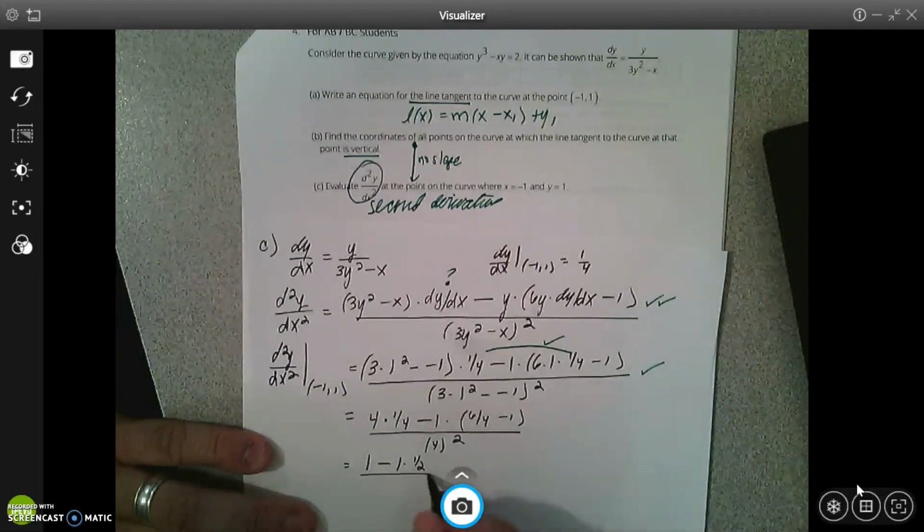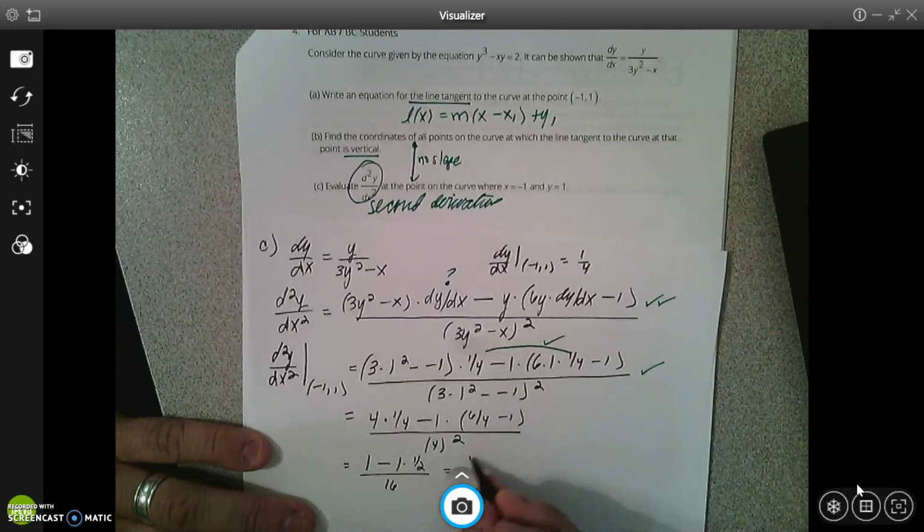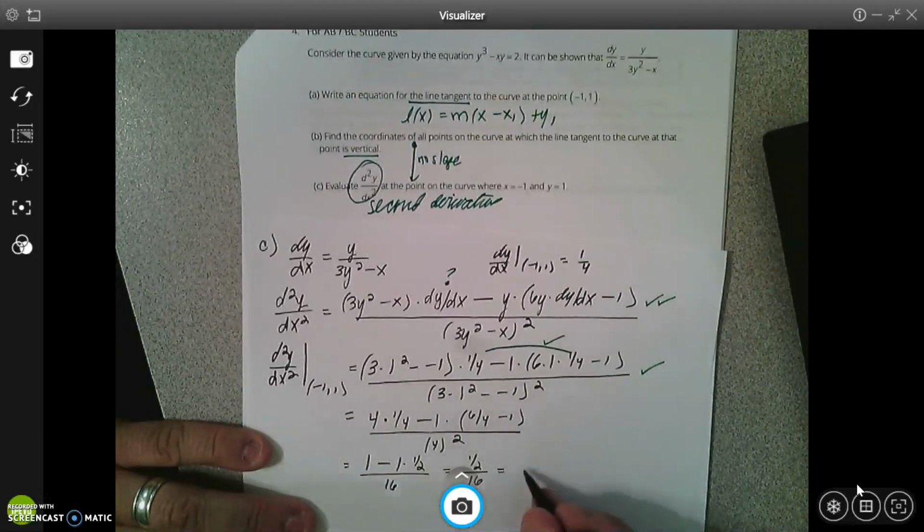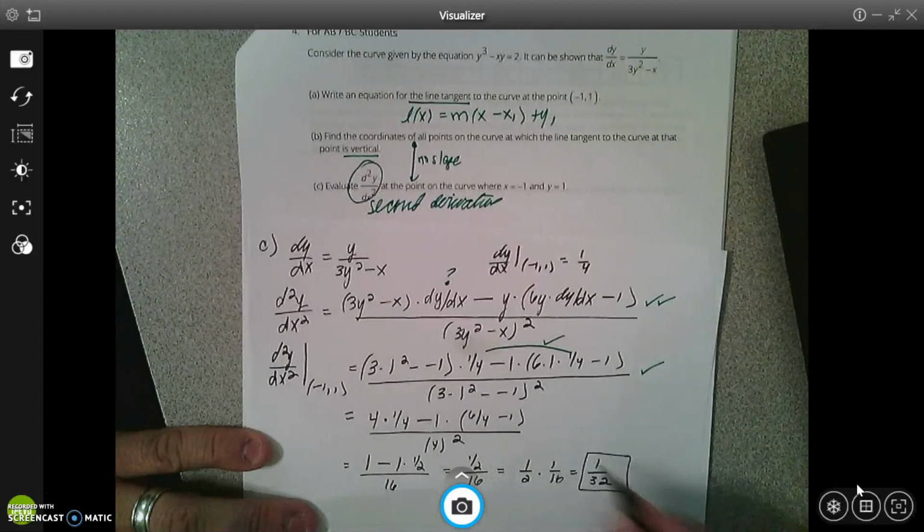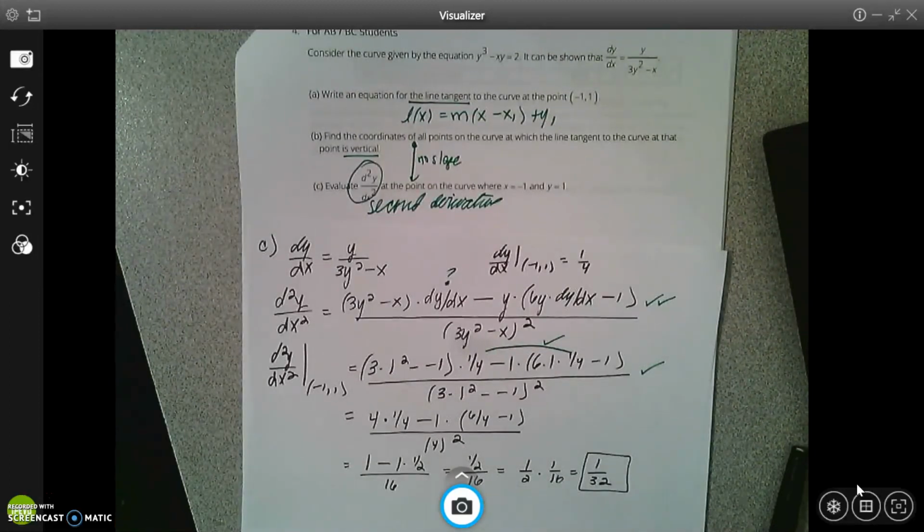So we have 1 minus a half divided by 4 squared, which is 16. 1 minus a half is a half. 1/2 divided by 16 is the same as 1/2 times 1 over 16, and we get 1 over 32. Great, that's the correct answer.